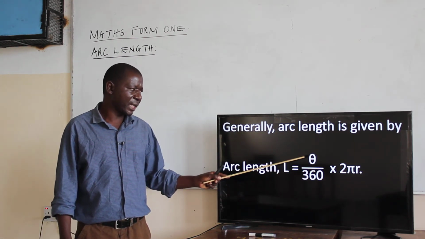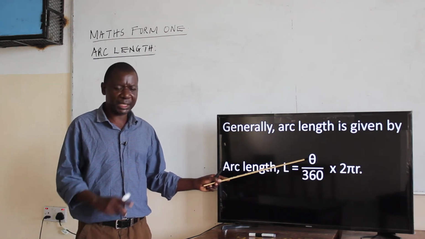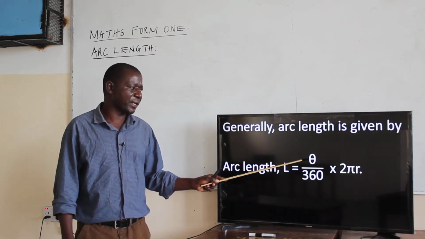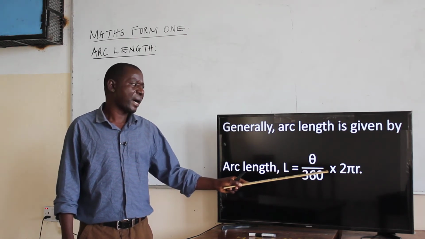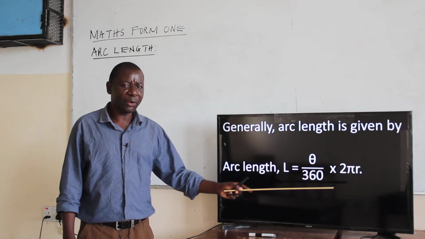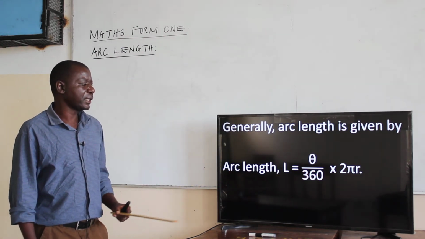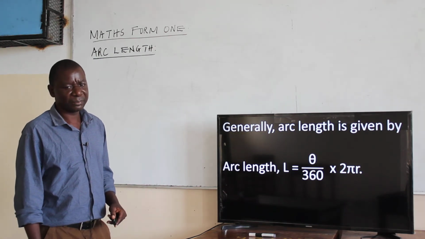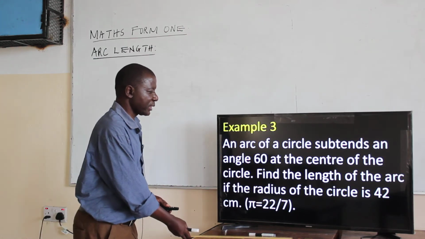So we are simply taking theta, the angle that sustains that section of the circumference, dividing by 360, then multiplying by the value of the whole circumference. That will give us the arc length of the circle. And we can look at a very simple example here.